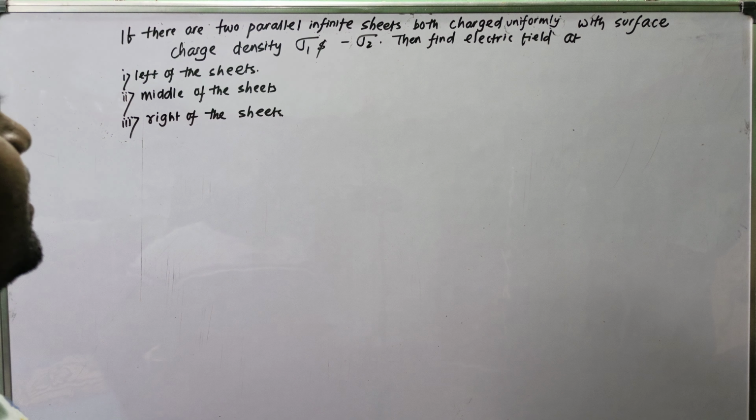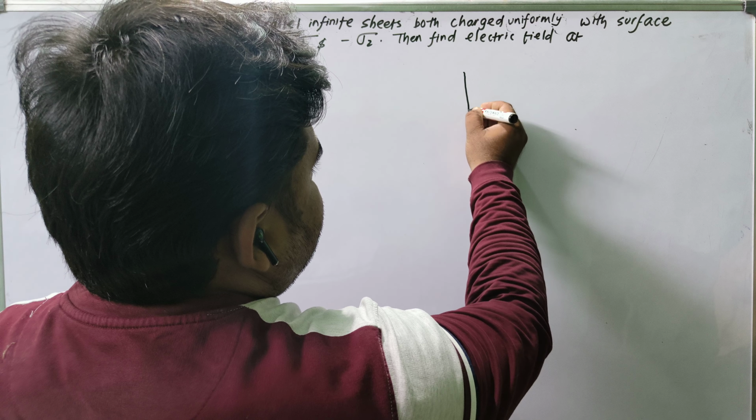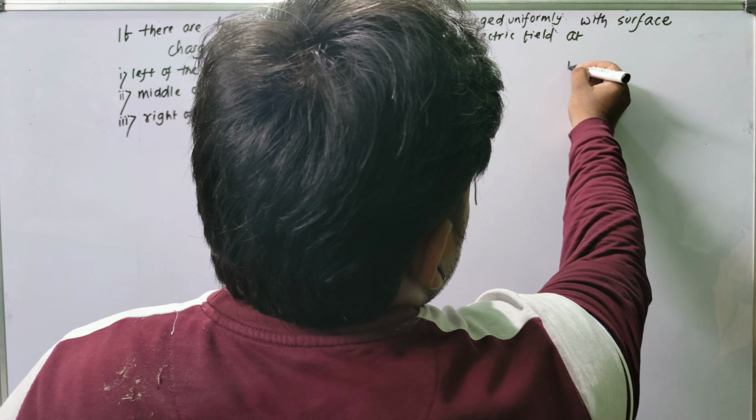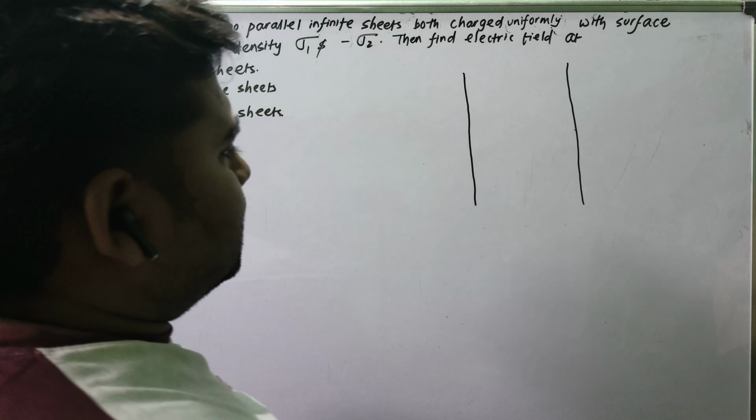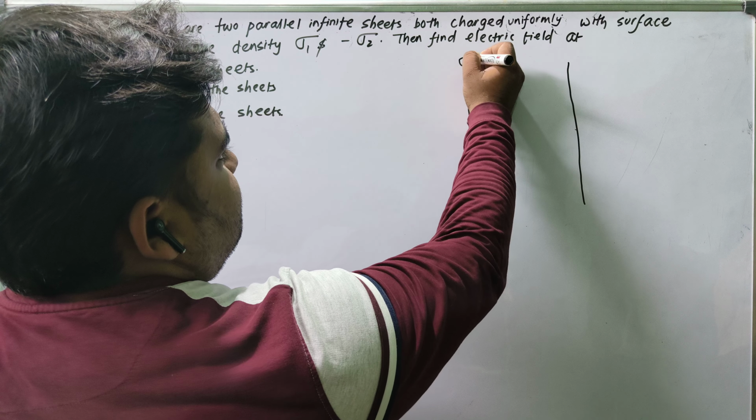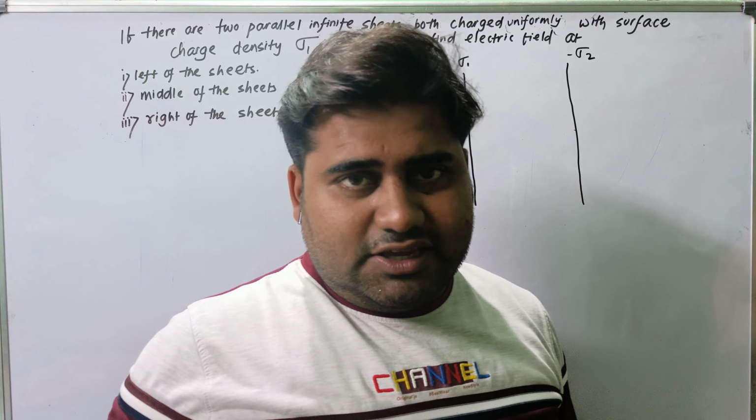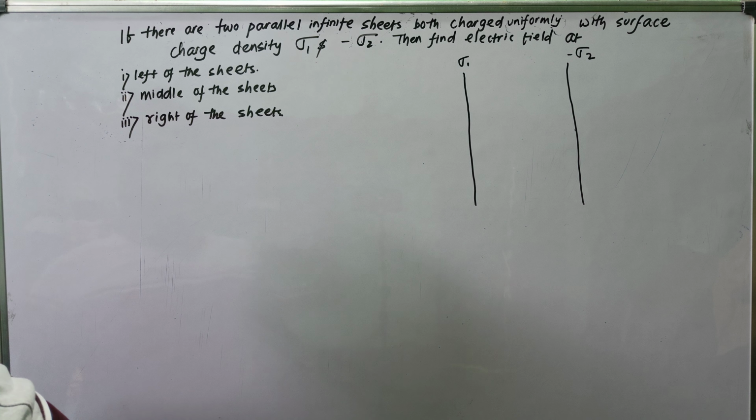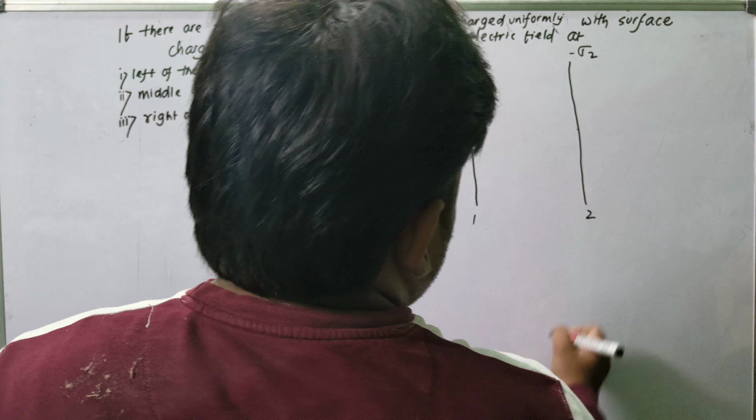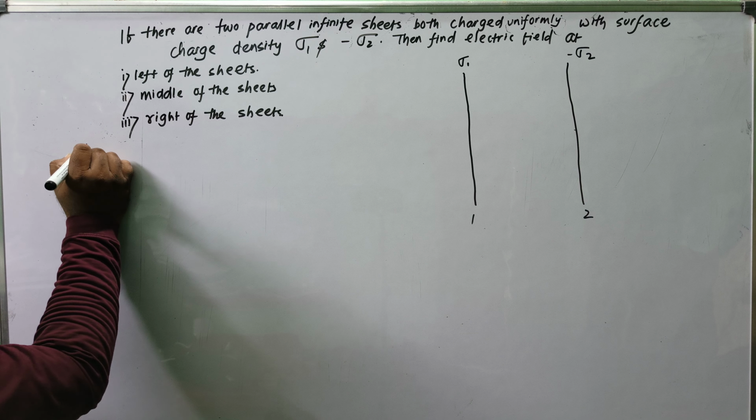If there are two parallel infinite sheets, both charged uniformly but with surface charge density sigma 1 and minus sigma 2, that is, it is given that there are two infinite flat sheets, flat or plane sheets, you can say whatever you want. One is sigma 1 and the other is sigma 2. That means it is positively charged and the other is negatively charged uniformly. So this is sheet 1, this is sheet 2. Now we need to find the electric field due to these sheets. So for the answer, let us start.